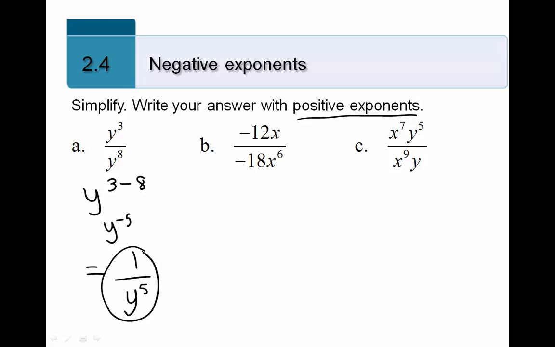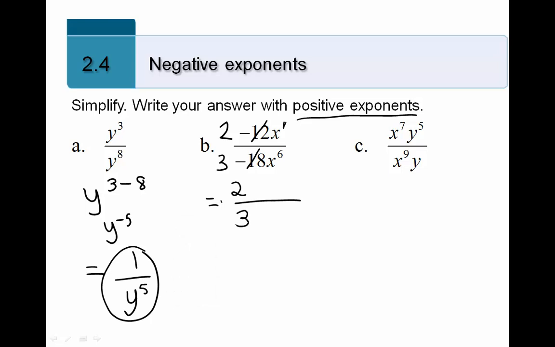Now notice we have a negative 12x divided by a negative 18x to the 6th. There's a 1 there. A negative over a negative is going to make my expression positive. Now 12/18 we can just simplify that. Let's divide each of those by the GCF, which is 6. 12 divided by 6 is 2. 18 divided by 6 is 3. So notice we have a 2 on the numerator, a 3 on the denominator.